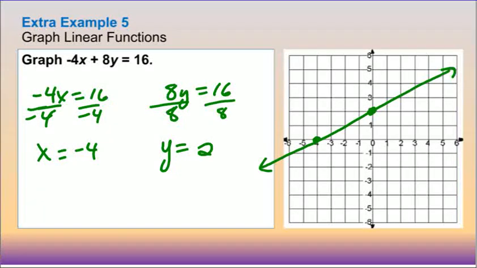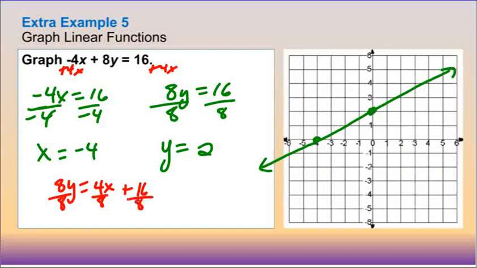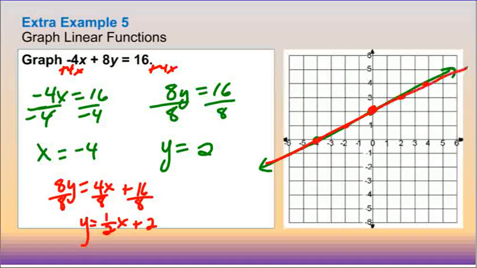Or you could always solve for y by adding 4x, and you would get 8y equals 4x plus 16, divided by 8, and I would have y equals 1/2 x plus 2. That means I put a point at 2, I go up 1 over 2, up 1 over 2, or down 1 over 2, down 1 over 2. They still match up.